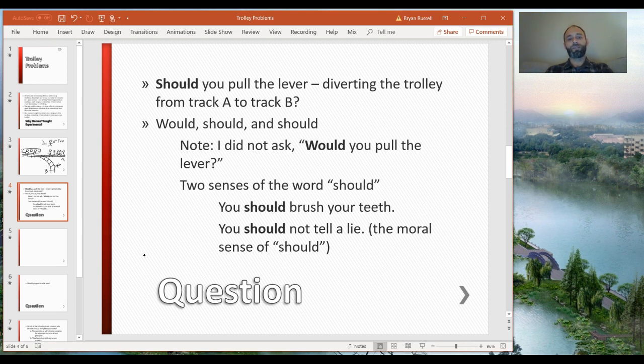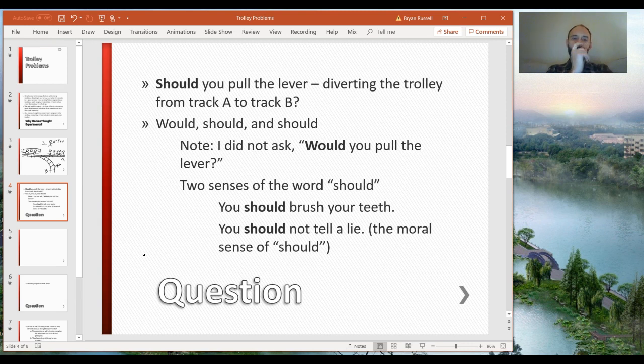The second sense I want to distinguish from that first sense. In the first sense, it's explicitly saying it will be good for you if you brush your teeth. The second sense is saying you should not tell a lie, and that, I'm claiming, is the explicitly moral sense, the moral definition of this word should. It is sometimes advantageous to people to tell lies, but this is saying you should not tell a lie. And the implication seems to be, even if it's beneficial to you, you should not tell a lie. In other words, it's not the right thing to do. So that's the sense in which I'm employing the word should here. It's the explicitly moral sense of the word should.